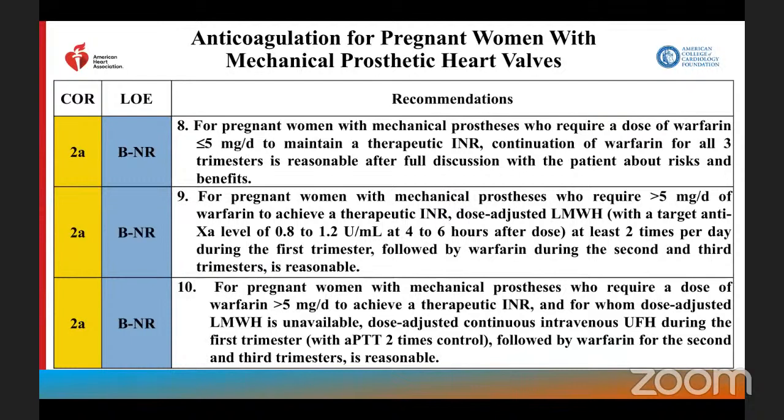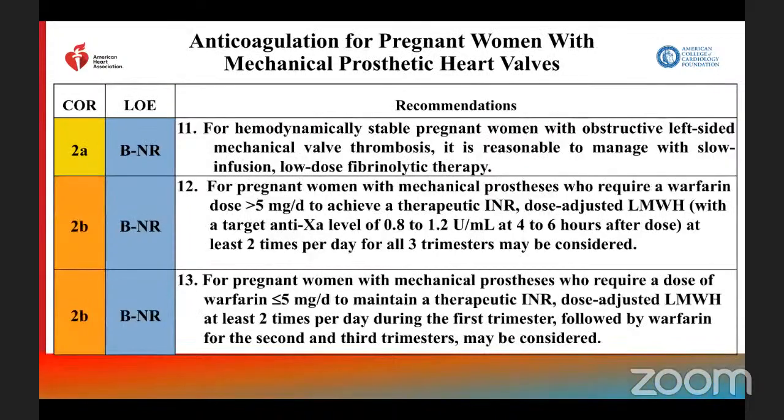And for pregnant women with a mechanical prosthesis who require a dose of warfarin more than 5 milligrams per day to achieve a therapeutic INR, and for whom dose-adjusted low molecular weight heparin is unavailable, dose-adjusted continuous intravenous unfractionated heparin during the first trimester with targeted aPTT 2 times the control, followed by warfarin for the second and third trimesters, is another reasonable strategy with a class 2A recommendation. For hemodynamically stable pregnant women with obstructive left-sided mechanical valve thrombosis, it's reasonable to manage with slow infusion, low-dose fibrinolytic therapy as a class 2A.